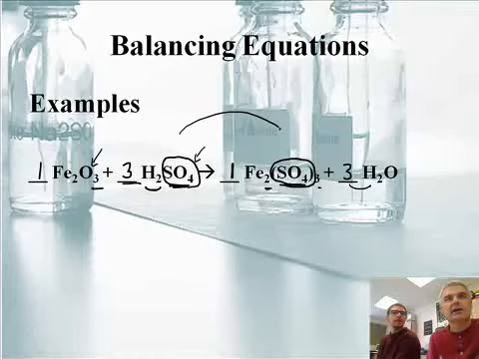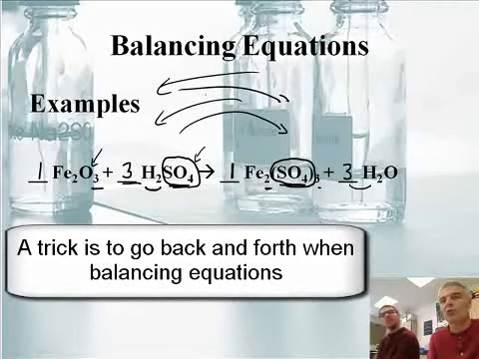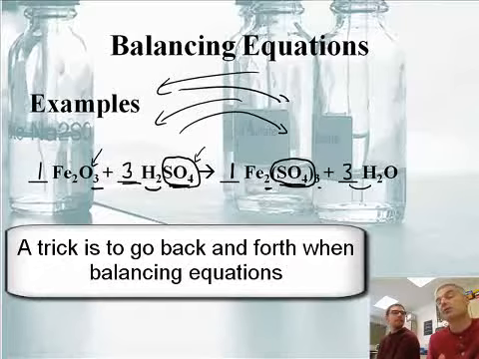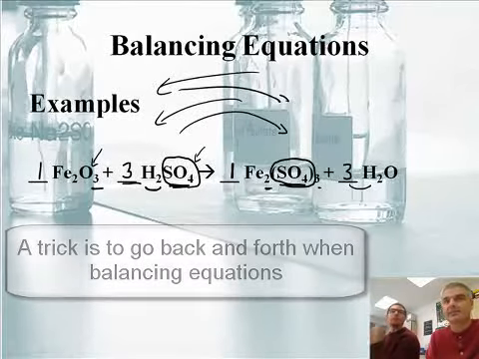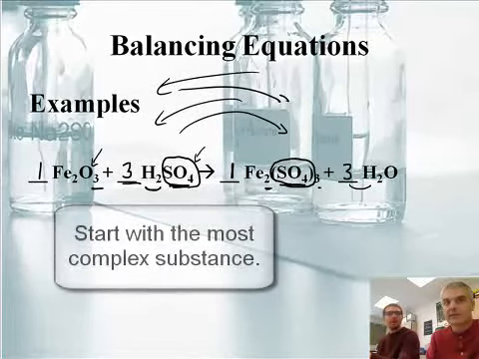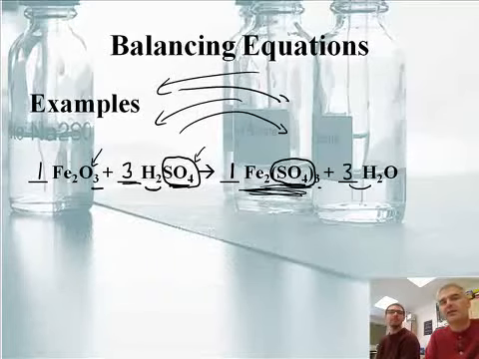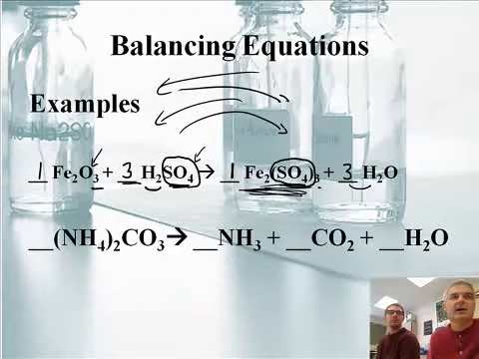There's this kind of thing, guys, where you go back and forth, and back and forth. You just keep checking one element, or in this case a group of elements, a polyatomic ion, at a time. And one trick that I like to use is I always start with the most complicated substance in the reaction, and work from there. Usually it works fine. Sometimes you've got to double things.